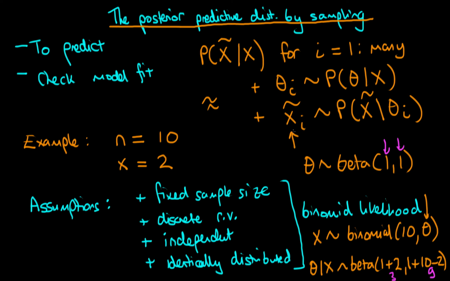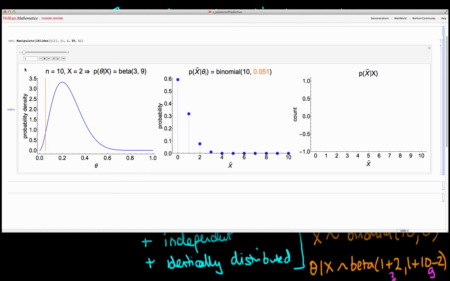In this first example that I'm going to show, we are going to be first of all sampling from a beta 3,9 distribution to obtain a value of theta i. Then we use a binomial sampling distribution conditional on that theta i to sample a value of x tilde. I'm going to assume in both the examples which I show here that the sample size in my new predicted dataset is 10. So here I've just made some simulations in Mathematica to illustrate how we can build up the posterior predictive distribution by sampling.